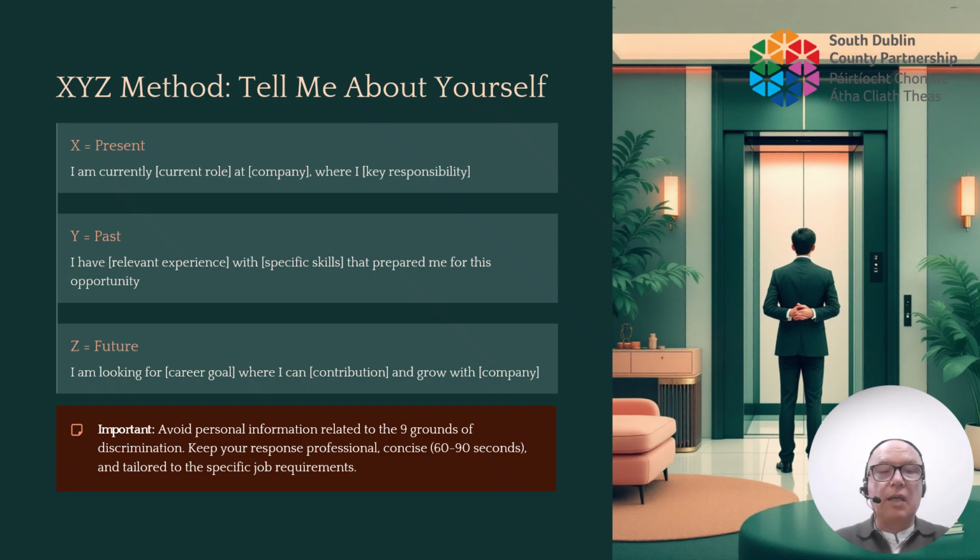They can actually showcase that, my God, this person really does have vision and future focus, and that's exactly what we want in this organization. So important, avoid personal information related to the 9 grounds of discrimination. Keep your responses professional, concise, 60 to 90 seconds long, and tailored to the specific job requirements. Make sure that you know the actual 9 grounds of discrimination before you go into the role. Your job coach will highlight those in due course.